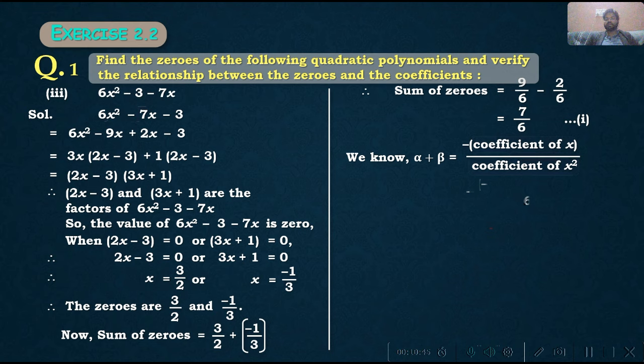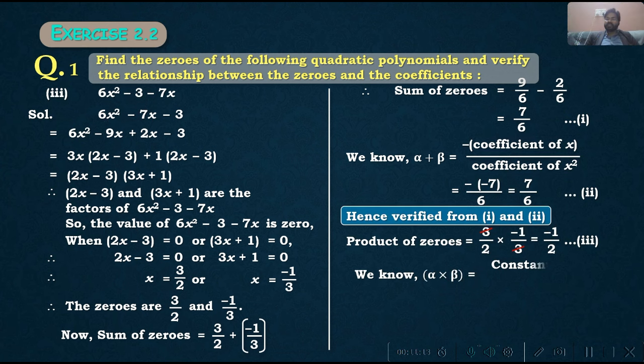Now we know that alpha into beta is equal to the constant term upon the coefficient of x square. So the constant term will be minus 3, the coefficient of x square is 6. That is, 3 ones are 3, 3 twos are 6. The answer will be minus 1 by 2. So equation 4 is also verified.